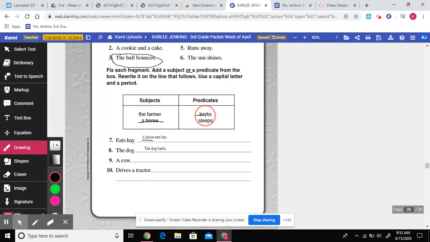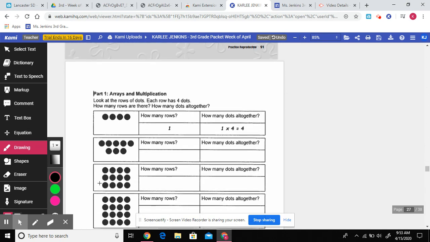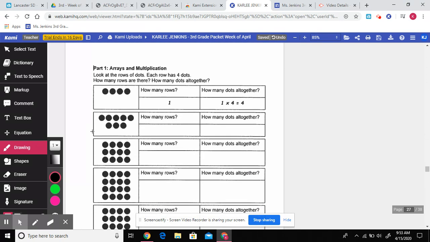My best bet is to make sure you cross these out so you don't get confused either. All right, on to math. So part 1, arrays and multiplication. I'm going to let you know right now, I'm crossing this one off because it does not make any sense and doesn't go with what we're doing.